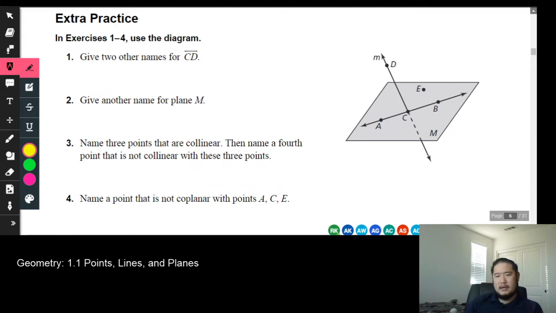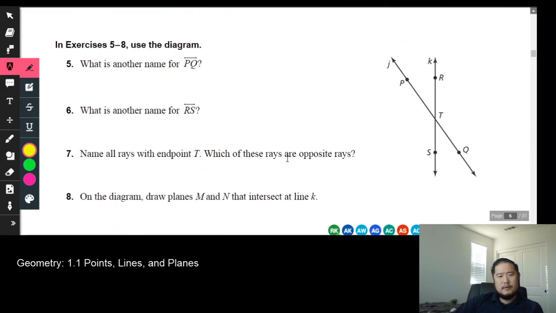All right, moving along. For our next part, we're going to use the diagram to name some other things. What is another name for line PQ? I look at PQ in our diagram, and another name for it, we could call line QP. We could also call this line j. That would be another.